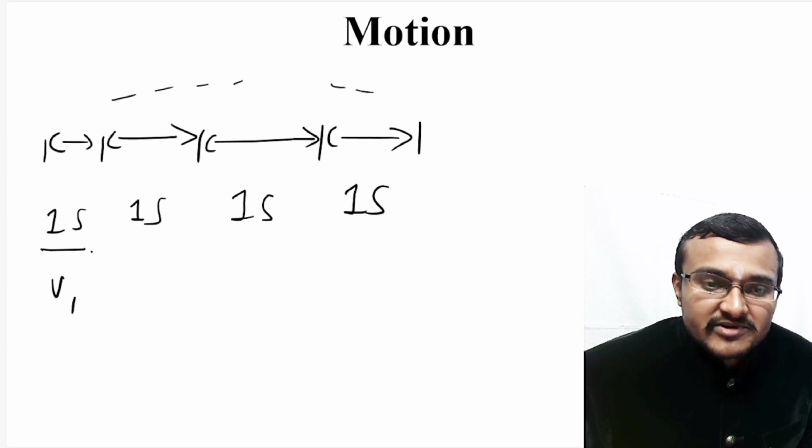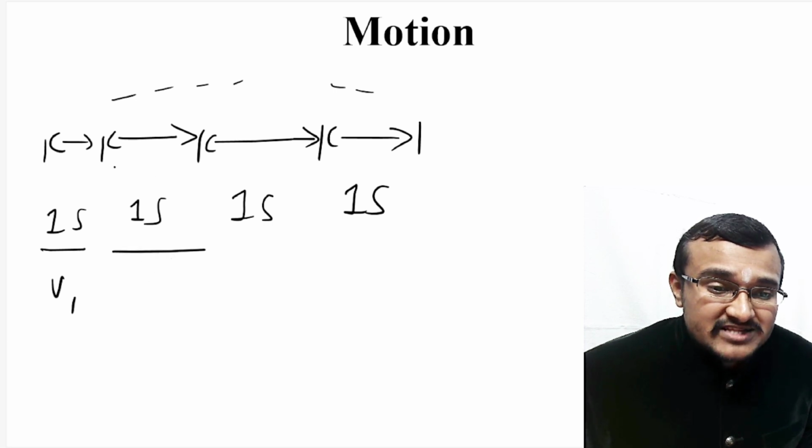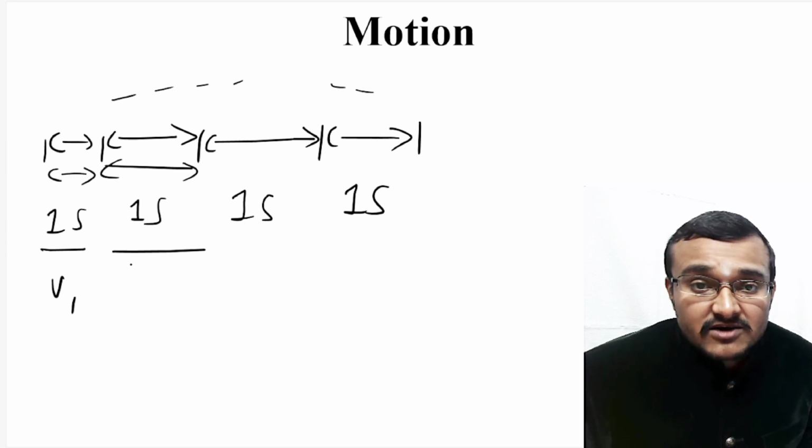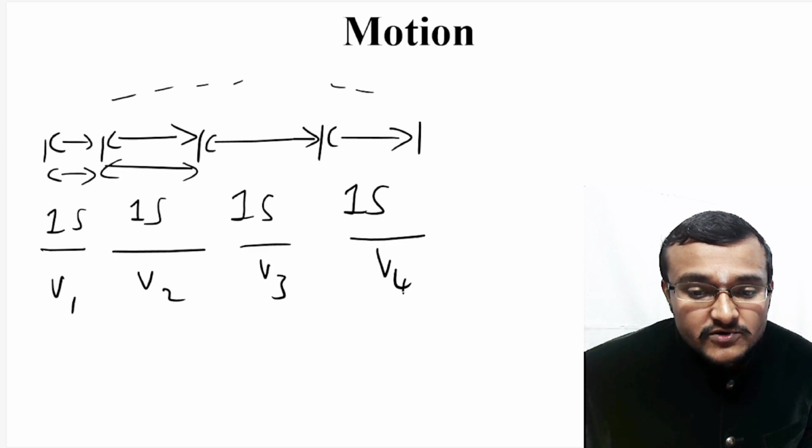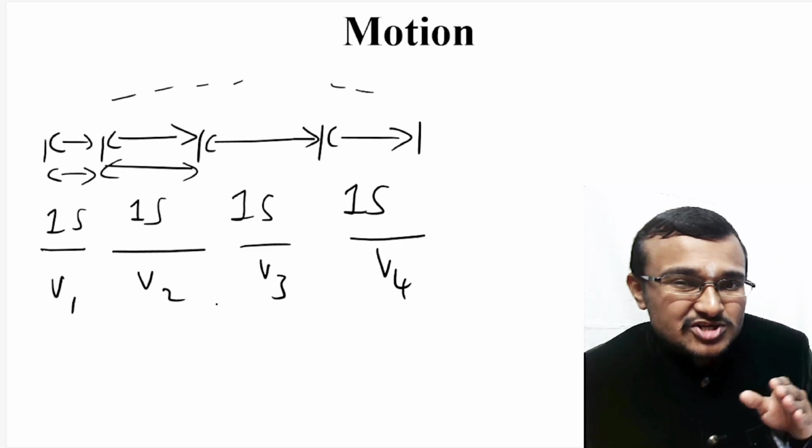So here the velocity will be v1. Here the distance covered by this particular object in 1 second is different. It is actually more than the first distance covered. So that's why here it will be v2, here it will be v3, here it will be v4. That means here velocity is changing.